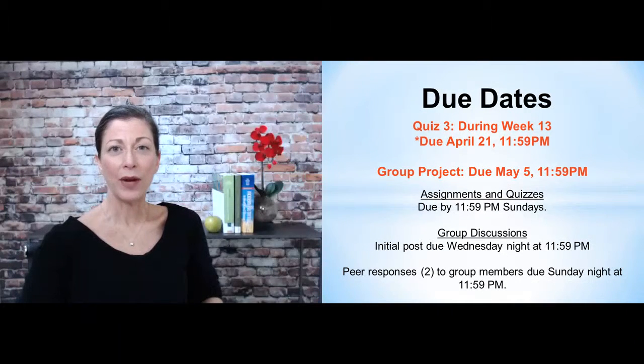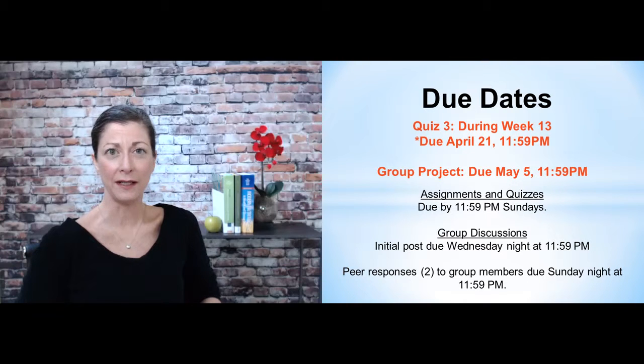Additional due dates that we have looming before us at this point in the semester include your final quiz, quiz number 3. This quiz will be taken during week 13. It will be completed by 11:59 on Sunday night, which is when we always have our assignments done. I have already published the worksheet that you can use to prepare for this quiz. So that quiz is due by Sunday night, April 21st at 11:59 p.m. As always, you get one chance to take the quiz and it's timed.